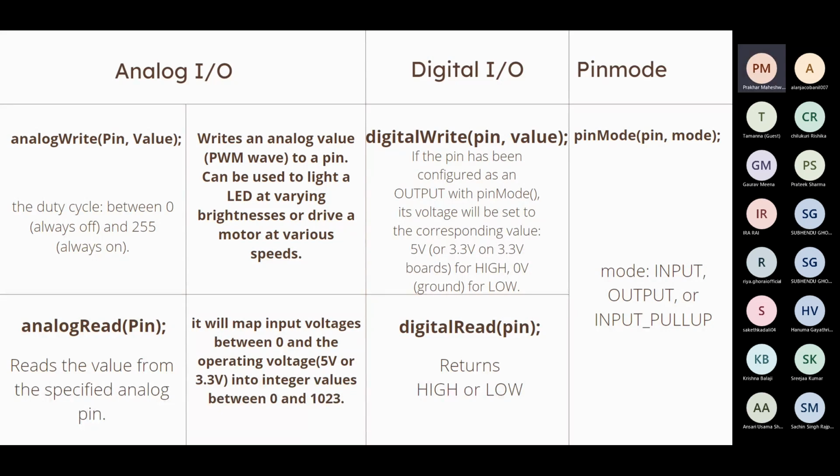In case of analogRead, according to the logic level of development boards, in case of Arduino Uno, that's 5 volt, we just give the value of the pin that can be A0, A1, A2, A3, up to A5. So this is how we read the analog signal through this command.